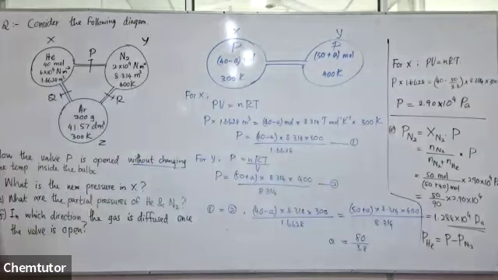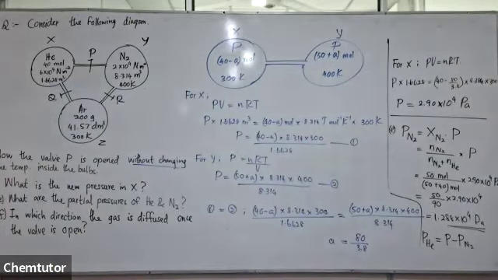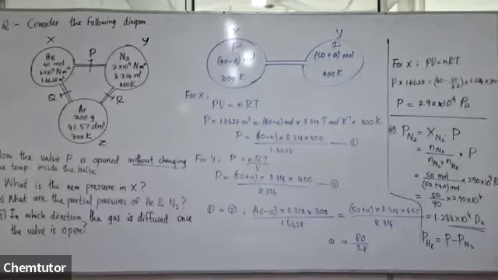Okay, then here, in which direction is the gas diffused once the valve is open? Is it from X to Y or Y to X? X to Y. Now we found that 80 divided by 3.8 moles of gas has diffused from X to Y. So the direction of the flow of the gas is from X to Y.